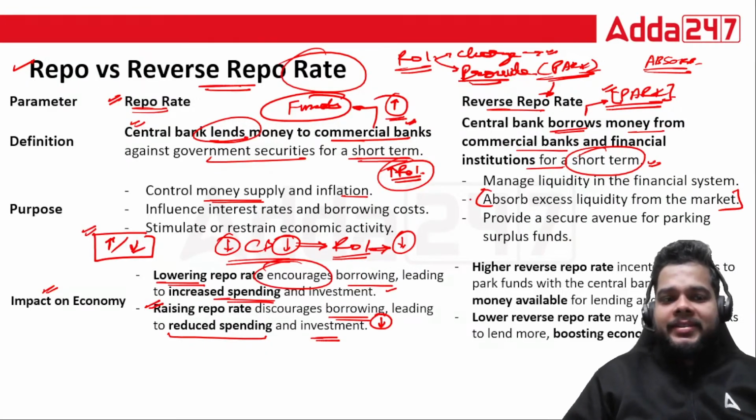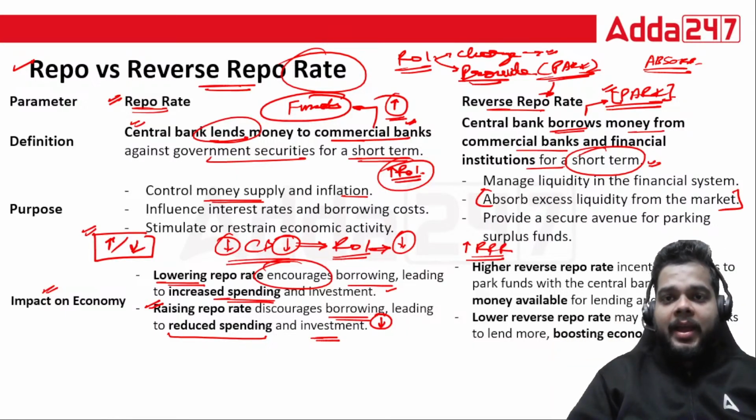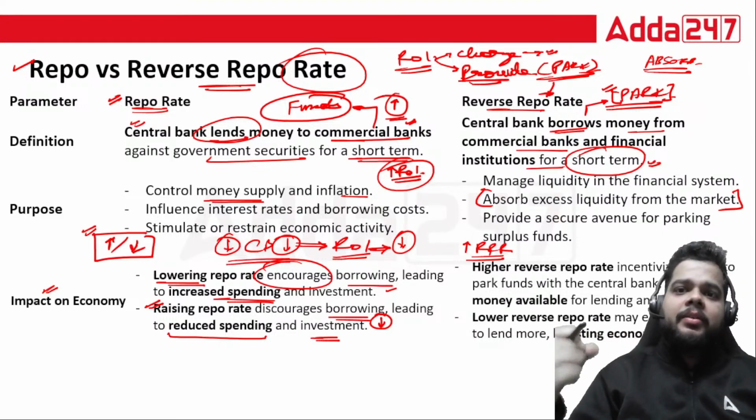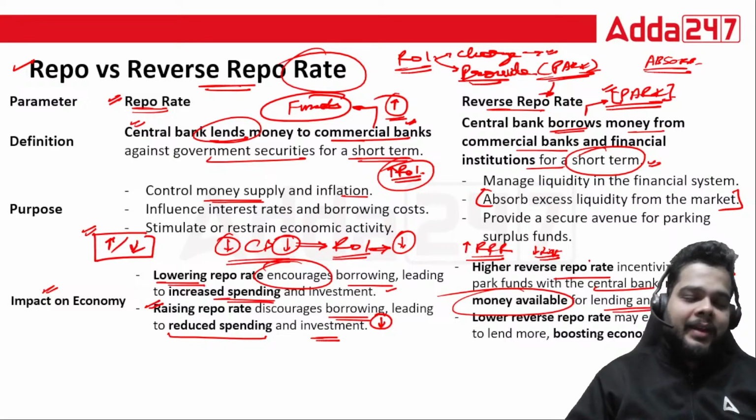Similarly, when we study the reverse repo rate, you will find that the higher the reverse repo rate, right, whenever the RBI is providing more interest to the banks, they will be much more interested to park their funds with the RBI. And it will do what? It will reduce the liquidity of funds in the market. So a higher reverse repo rate incentivizes banks to park funds with the central bank, reducing the money available for lending as well as spending.